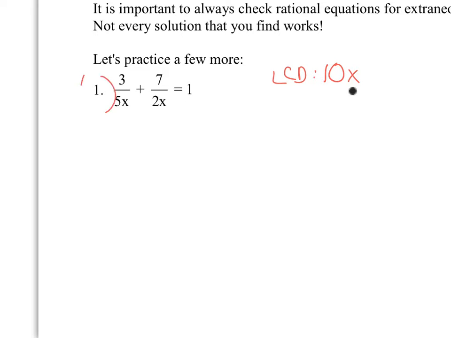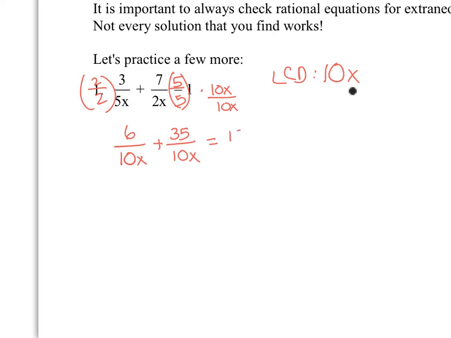So here we're going to multiply top and bottom by 2 over 2, which turns us into 6 over 10x, and it's fine to multiply those together. Over here, we're going to multiply by 5 over 5, which gives us 7 times 5 is 35 over 10x. And if we want to do the same over here, we get 10x over 10x, right? So notice we have everything the same. You technically can cancel out your denominator now. If you'd rather add your 6 plus 35 now, you can.